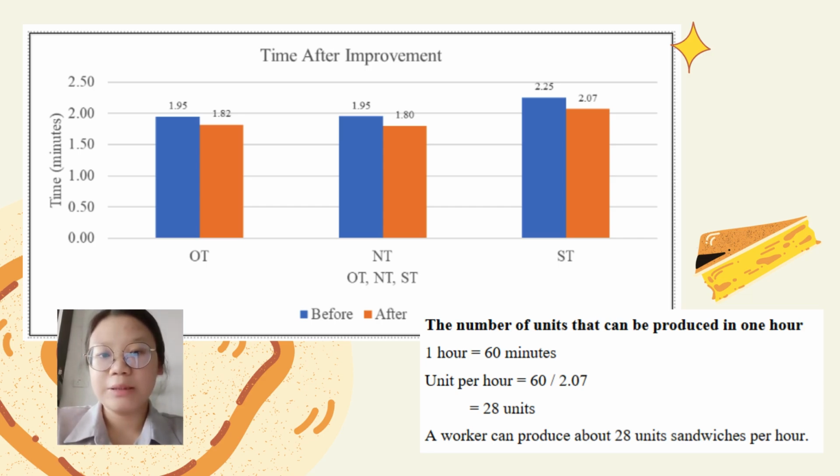For observed time, the time needed decreased from 1.95 minutes to 1.82 minutes. The normal time decreased from 1.95 minutes to 1.80 minutes. The standard time decreased from 2.25 minutes to 2.07 minutes. This means the total standard time to make one chicken sandwich is 2.07 minutes. So, the number of chicken sandwiches that can be produced in 1 hour will increase to 28 units. It is 2 units more than can be produced before the improvement.